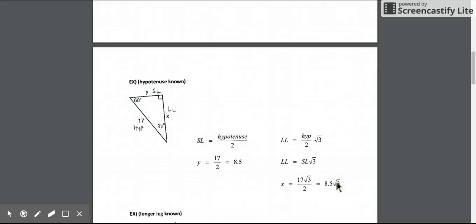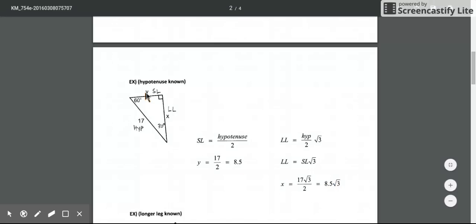However, if you didn't solve for the short leg first, there is a way to solve for the long leg given the hypotenuse. So it's one of those fancier versions of our formula. If we just take half the hypotenuse times the square root of 3, we get our long leg. Well, that's essentially what we did. We took half the hypotenuse to get the short leg, and then we multiplied it by the square root of 3 to get the long leg.